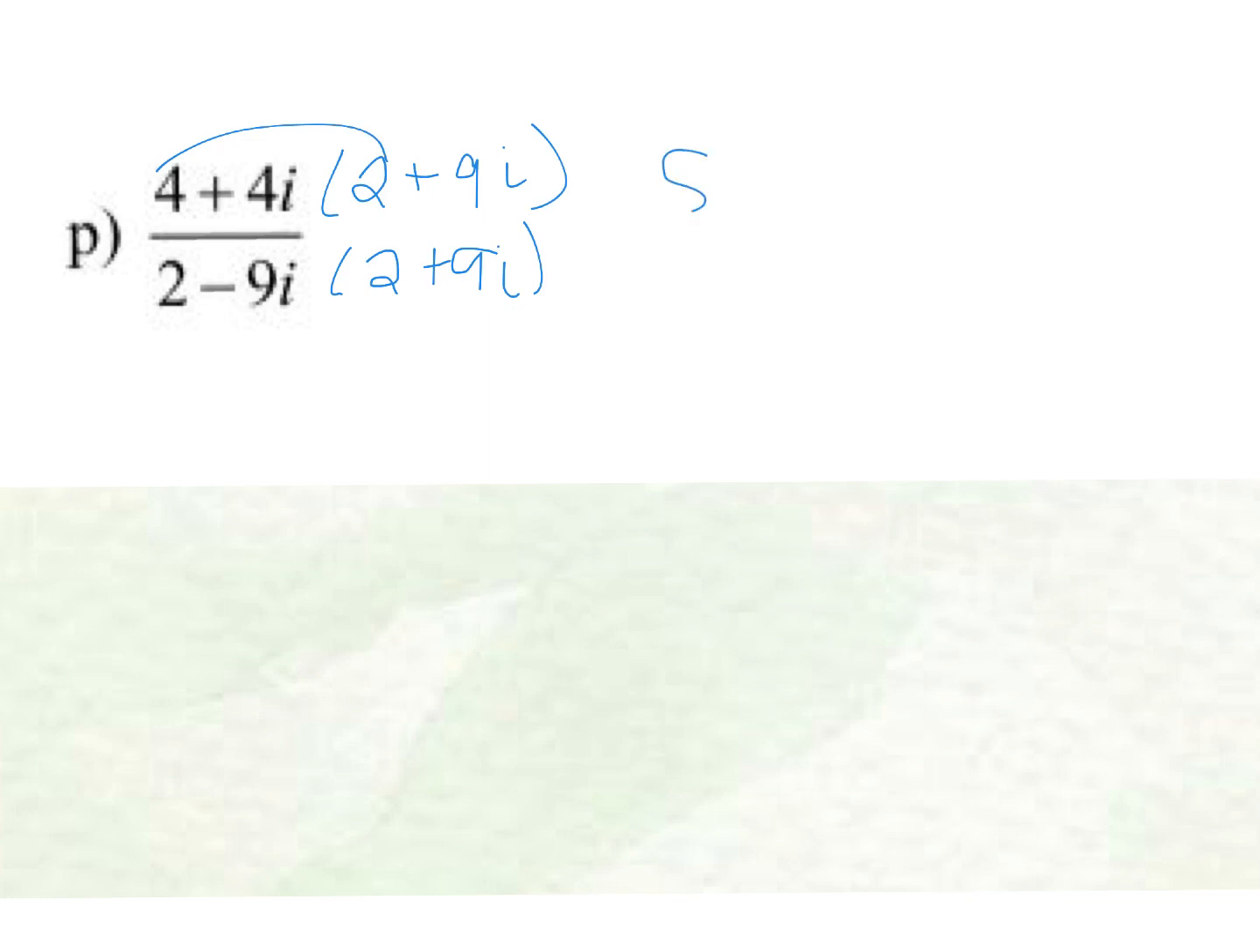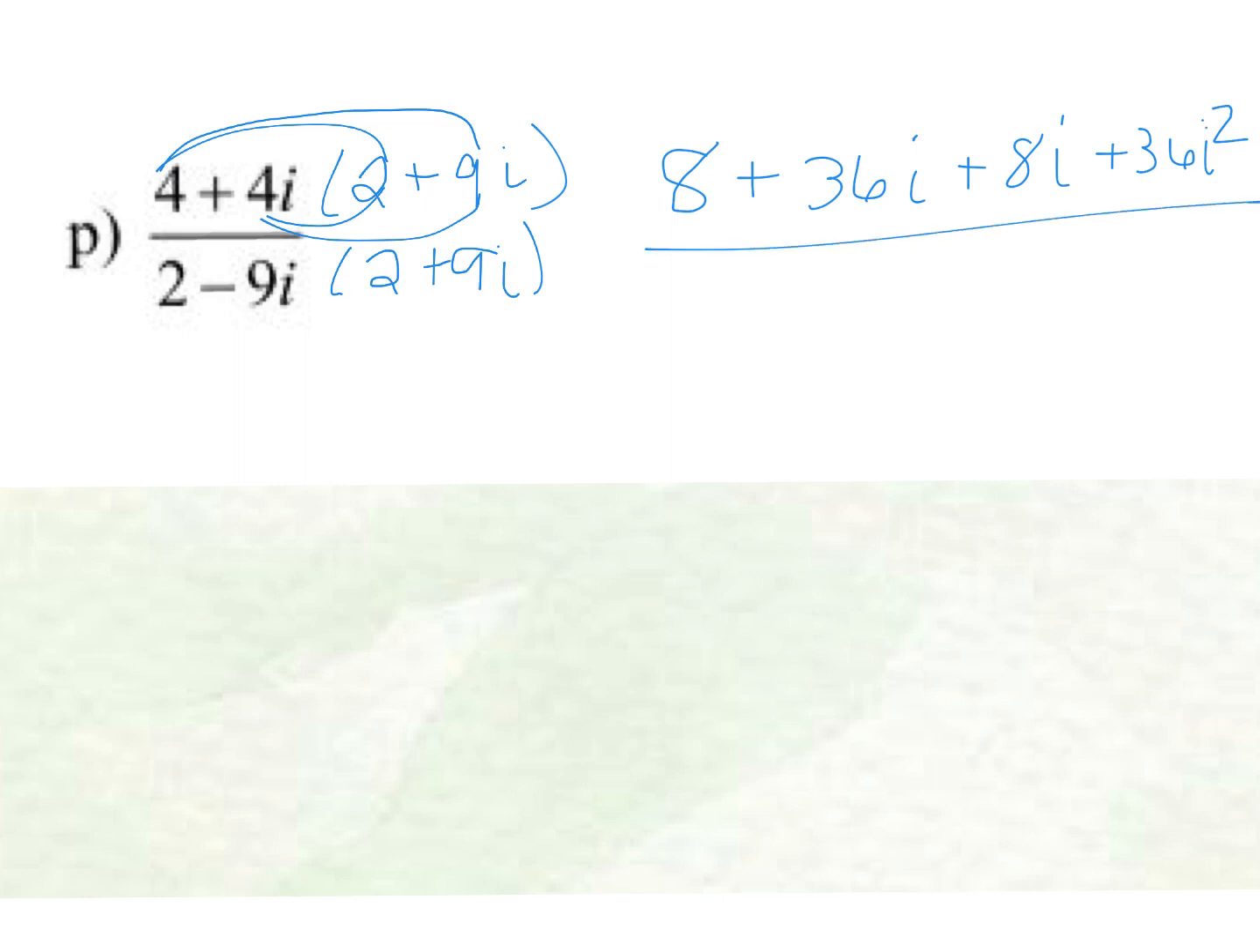So 4 times 2 is 8. My outside terms are going to give me a 36i. Inside terms are going to give me 8i. My last terms, 9 times 4, is going to give me 36i squared. Alright, so on the bottom, because they're conjugates, I only have to do first and last.